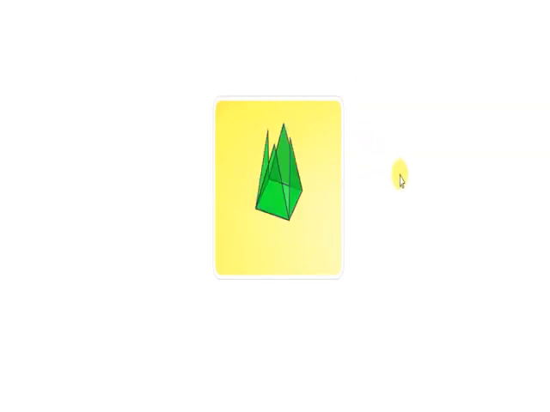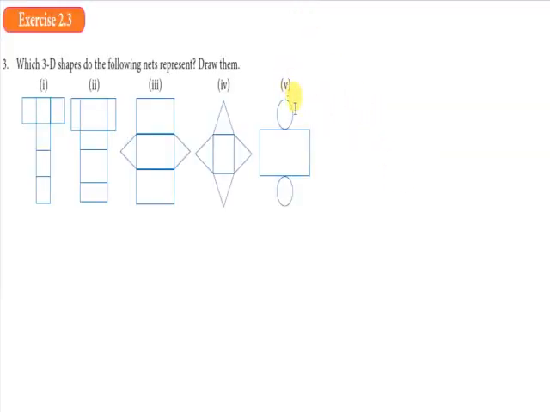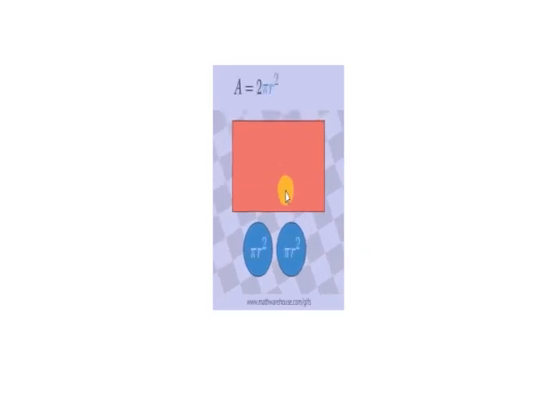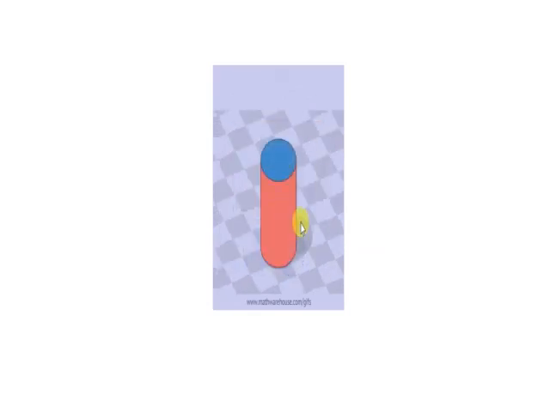Now we go for the last subdivision. You will see a circle here, a rectangle here, and a circle here, right? So what shape will the figure fold into? The figure has a rectangle and two circles. When you join the two circles with the rectangle, you will get a cylinder. So a rectangle and two circles make a cylinder.